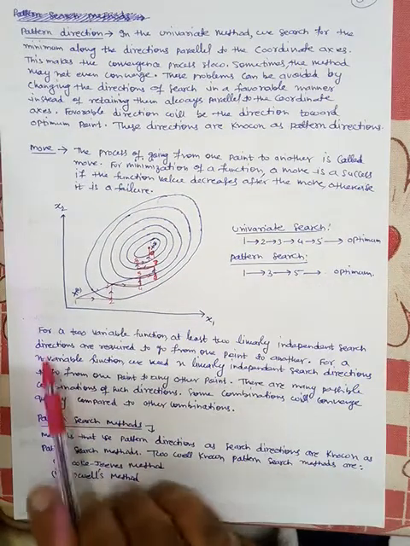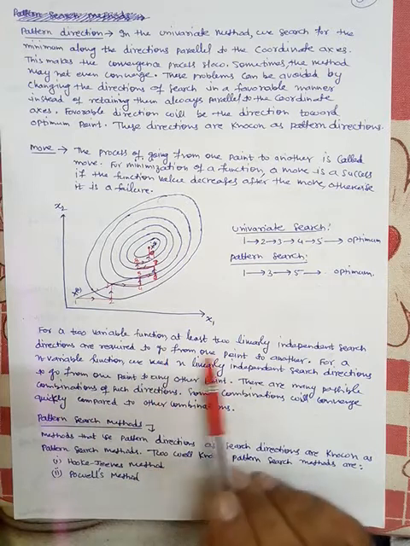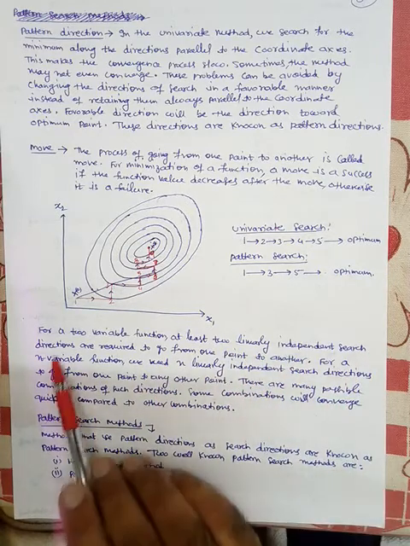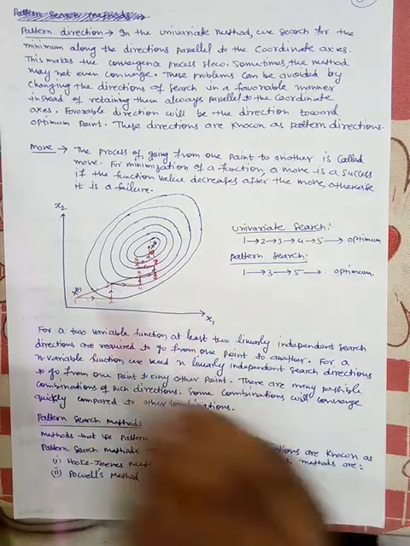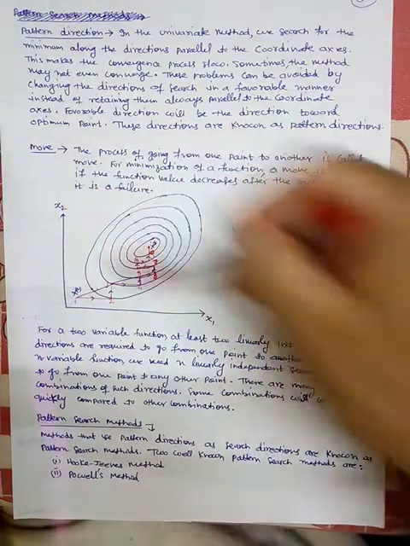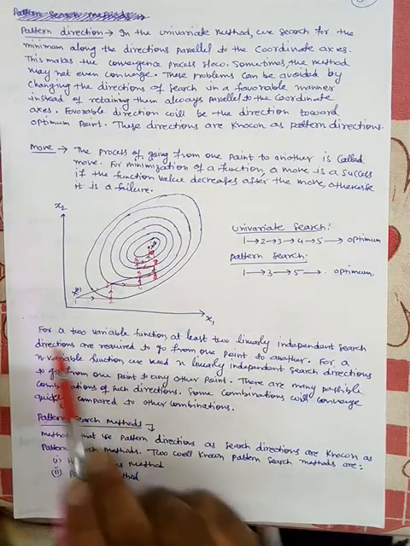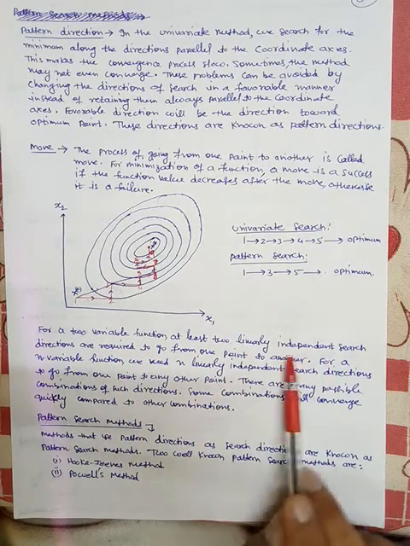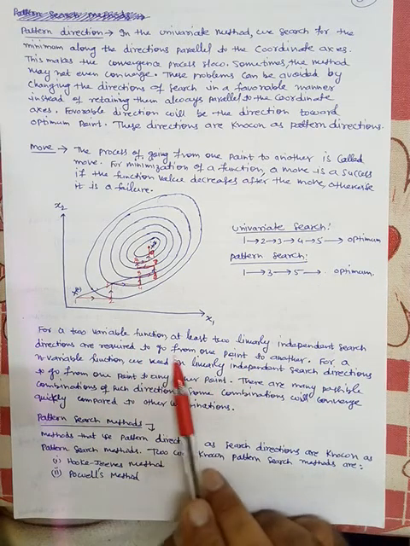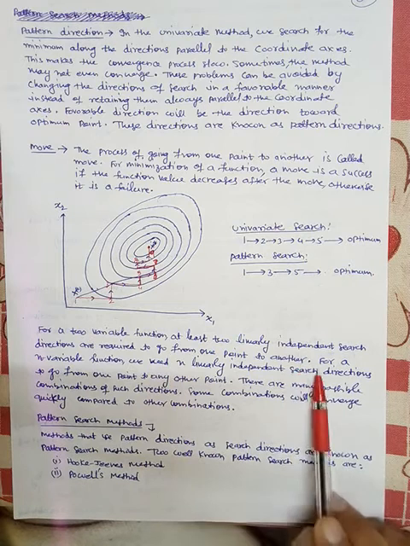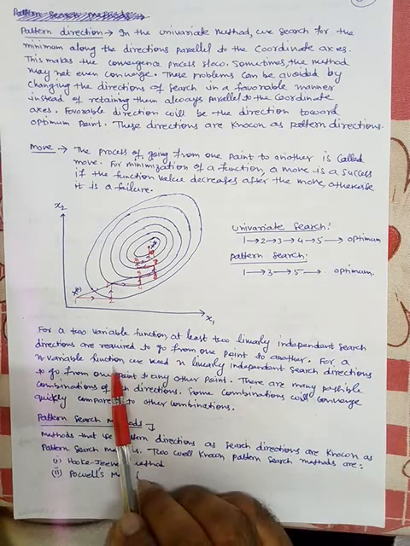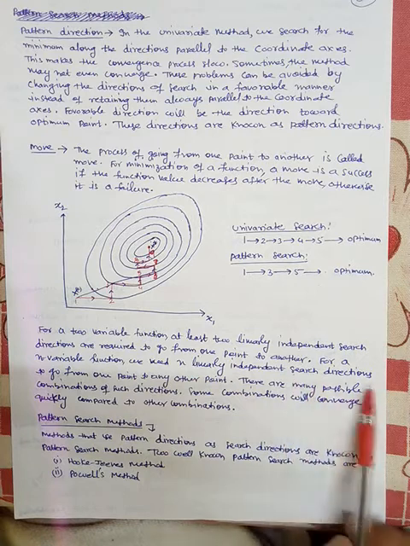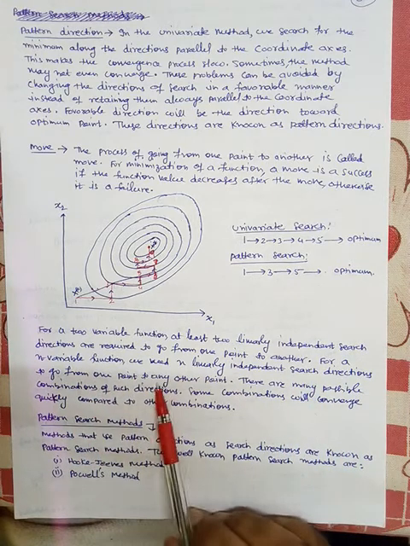Okay. For a two variable function, at least two linearly independent search directions are required. दो डायमेंशन की प्रॉब्लम में एक x1 डायरेक्शन चाहिए आपको, एक x2. दोनों linearly independent. Okay. So for a two variable function, at least two linearly independent search directions are required to go from one point to another. And now, अगर इसी को generalize कर दें, for an n variable function, we need n linearly independent search directions to go from one point to another.